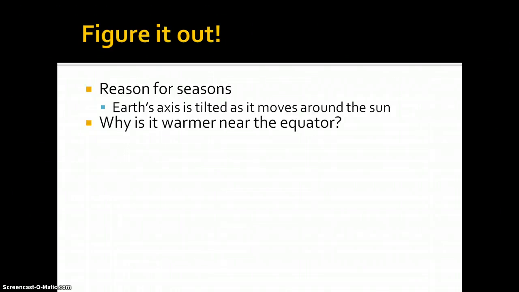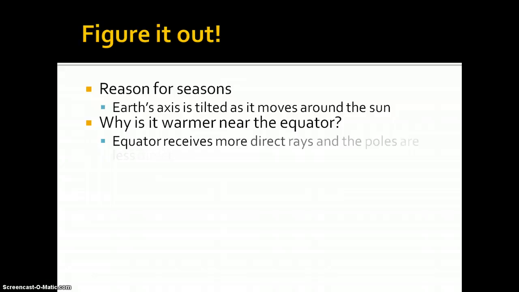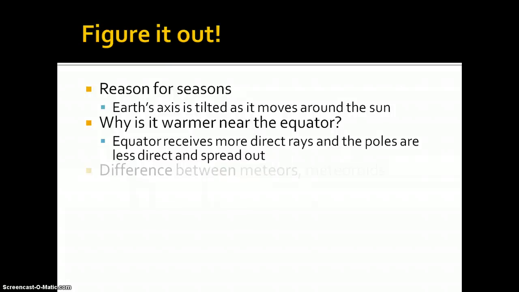Also, with the tilt, we ask the question, why is it warmer near the equator? Well, it's receiving more direct rays, and at the poles it's less direct, so that energy gets spread out, and it's not quite as intense as what it receives at the equator. So northern hemisphere, as we head south towards the equator, you're going to get warmer temperatures generally throughout the year, and actually in the southern hemisphere you're going to head north for that same hopeful weather.